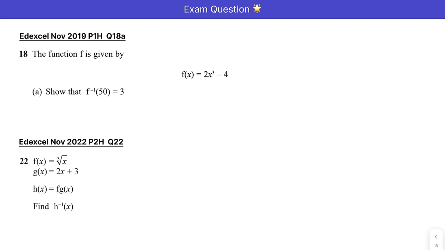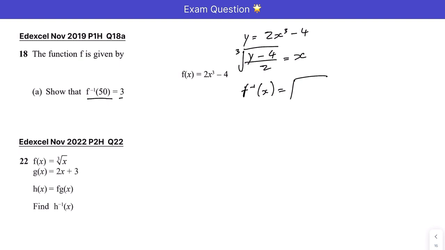So for the first one, we want to show that the inverse when you put a 50 in equals 3. So the first step is to find the inverse. So rearrange this for x. And swap the x and y around. That gives us the inverse as... So now it's saying substitute a value of 50 in, and that should give you 3.